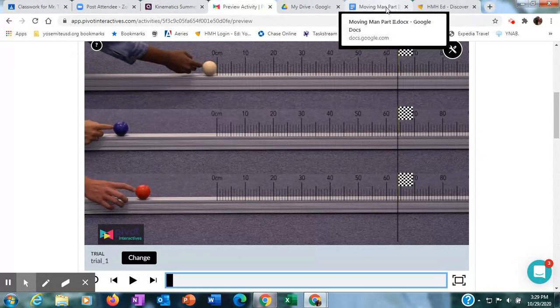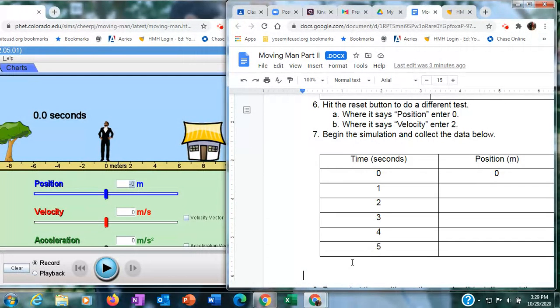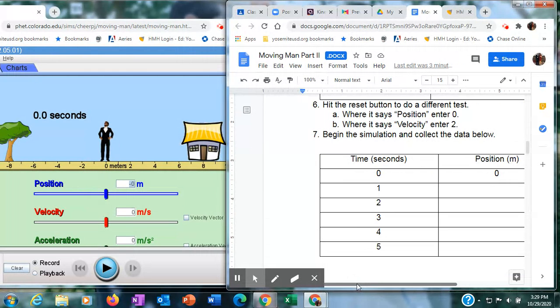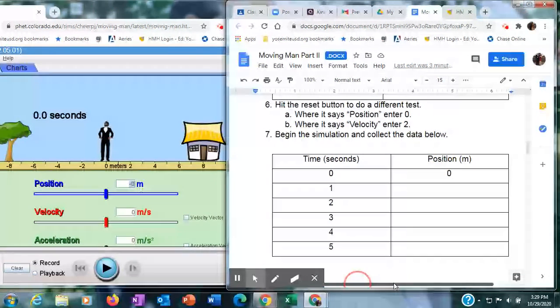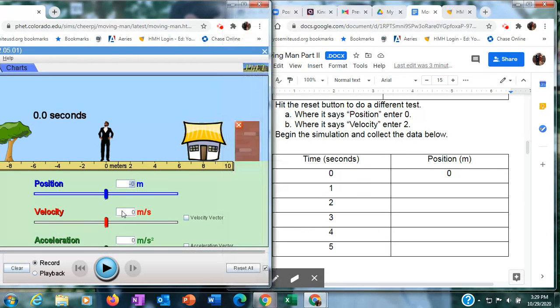And to start it off, let's talk about the Walking Man Lab. Okay, part two. So, Walking Man Lab, part two, number 6, it asks for you to put it at a position of 0 and a velocity of 2. Okay, so I'm going to set this guy's velocity at 2, and all I'm going to do is take some data points as I go along.